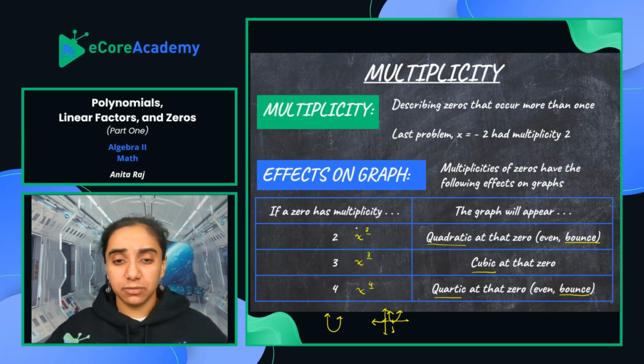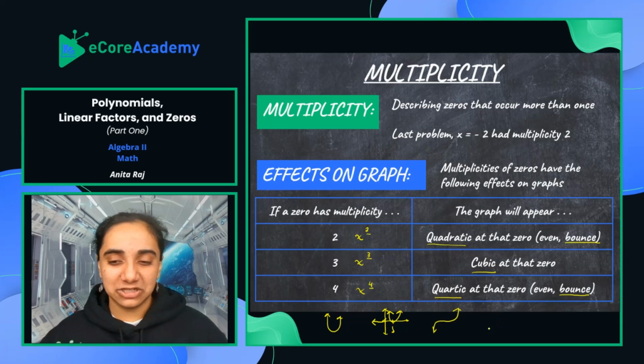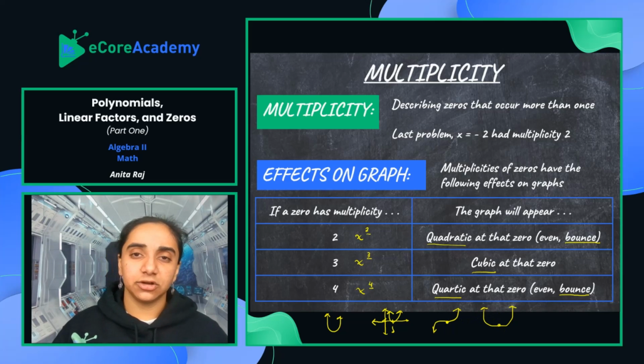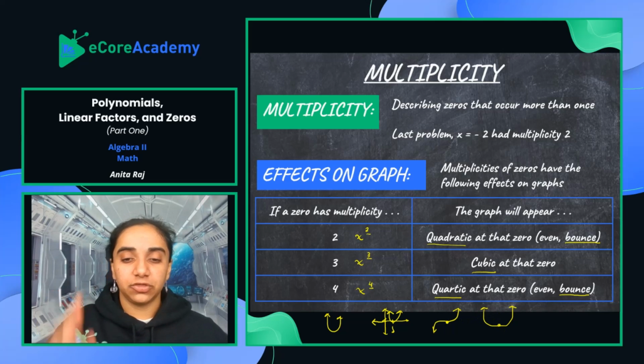If a multiplicity of 3 occurs, it's cubic at that zero. If a multiplicity of 4 occurs, it's quartic at that zero. So cubic functions look like this. Sorry about the bad drawing. Quartic functions actually look like a parabola, but they're a bit flattened. They look like that. So if you see a graphical behavior similar to that at a zero, then it can indicate that there's a multiplicity of 3 or 4. So that's what this chart is pretty much trying to tell you.